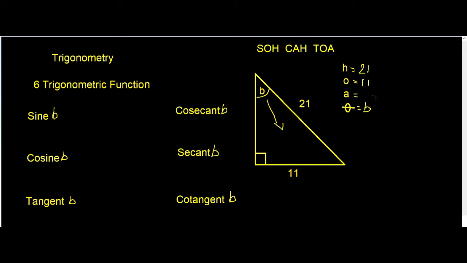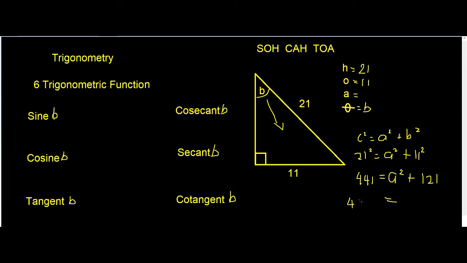Ngayon, paano mo kukunin yung adjacent kung wala siyang binigay na given? Use the Pythagorean theorem. Or you have c square is equal to a square plus b square. Always remember, yung c is yung hypotenuse, so that's 21 square plus, let's say your adjacent is a, you have a square, plus your b is your opposite, which is 11 square. So you have now 21 square is equal to 441. You have a square plus 11 square is 121.